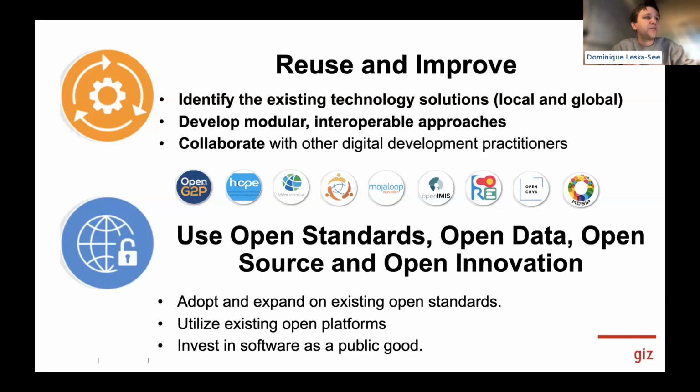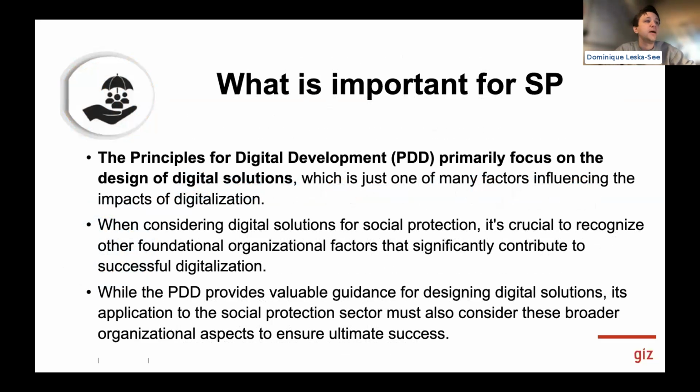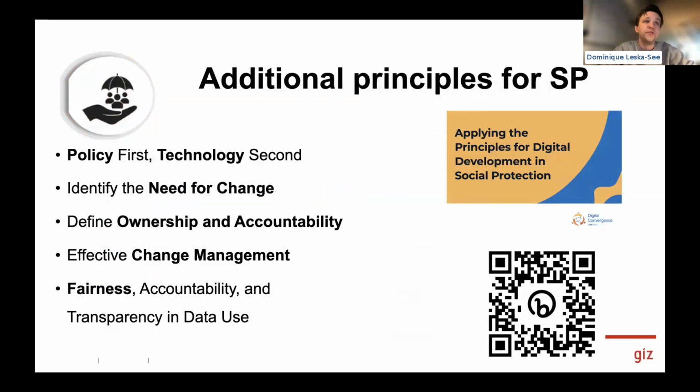And let me highlight the social protection specific principles. And first, prioritize policy over technology. The role of digital technologies is to facilitate and optimize government policies, not to replace them. The technology should serve to effectively enact policy decisions, be it maximizing welfare and minimizing costs.